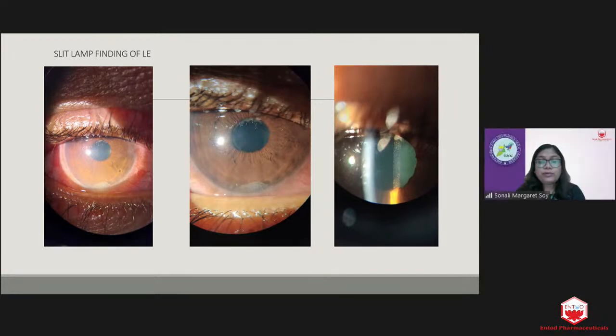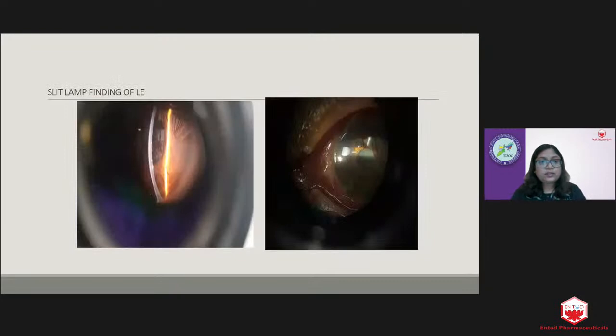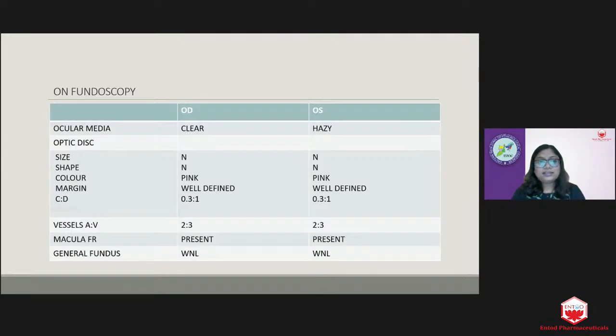There is also hypopyon present inferiorly, which was immobile, and this is the image showing KPs and flare. On fundoscopy, in the right eye, the ocular media was clear. Optic disc size and shape were normal. Optic disc color is pink. Margin well defined. CD ratio was 0.3:1. Vessels AV ratio was 2:3. Macular reflex was present. General fundus was within normal limits.